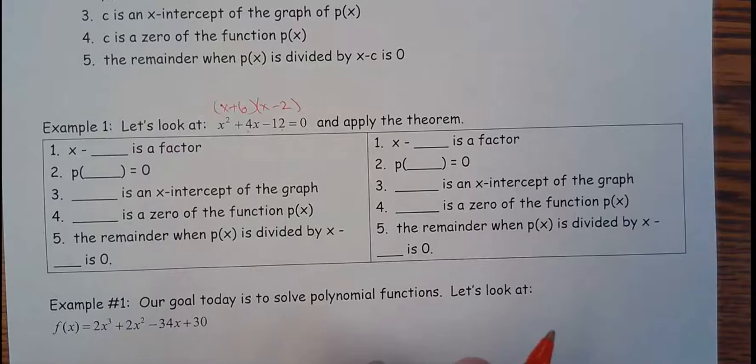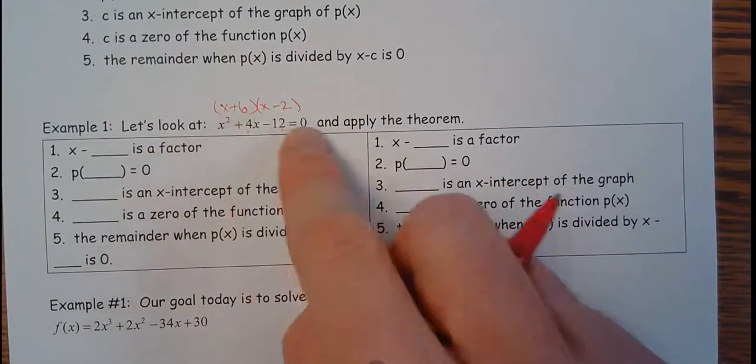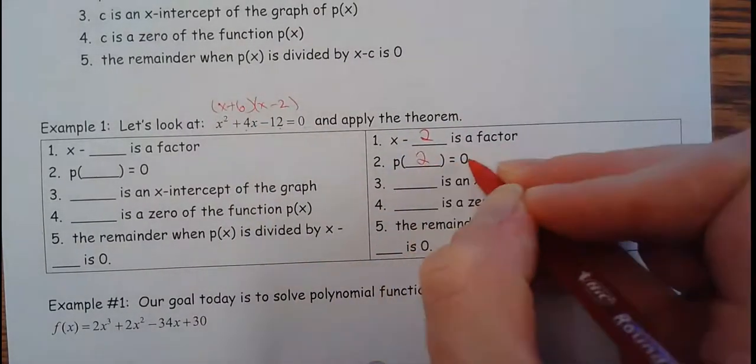So that tells me, let's do this one. I'll do this side first, and I'll put that one there. It's going to get a little trickier. Not really, but a little bit. So x minus 2 is a factor. P of 2 would equal 0.